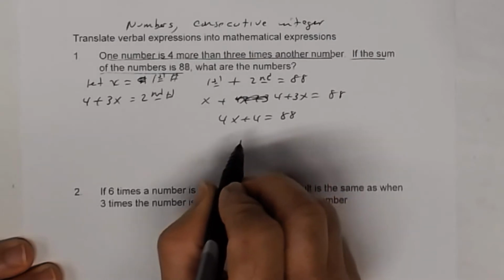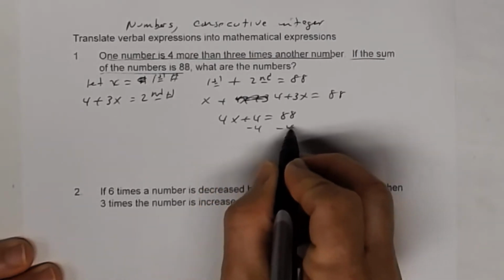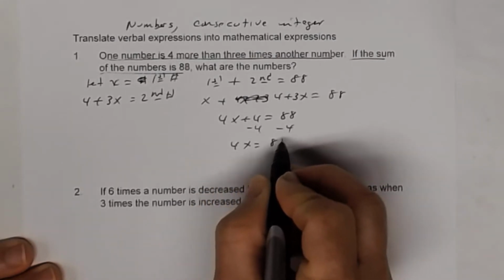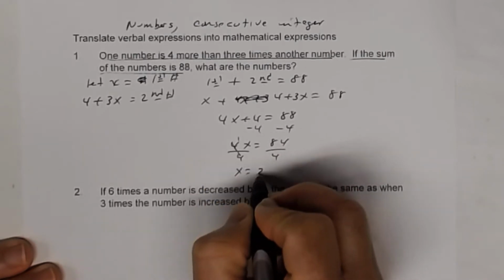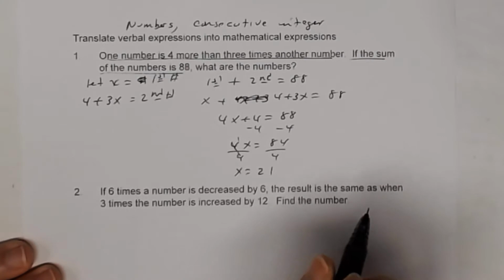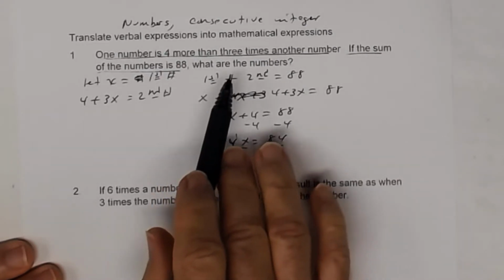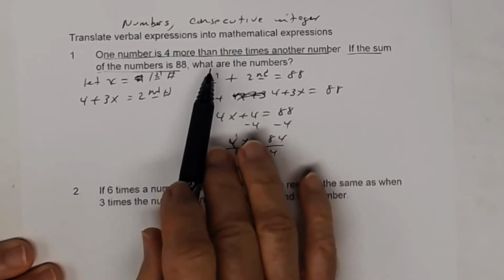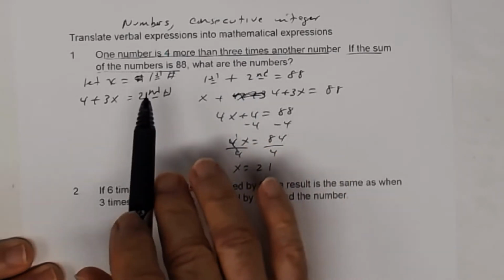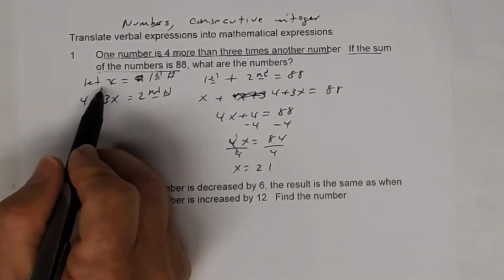And so I have this linear equation. I'm going to subtract 4 from both sides, so I get 4x equals 84. Divide both sides by 4, I get x to be 21. Now remember, make sure you answer the question. Don't stop there. Go back and make sure you answer the question. The question is, what are the numbers? Remember, there are two numbers.